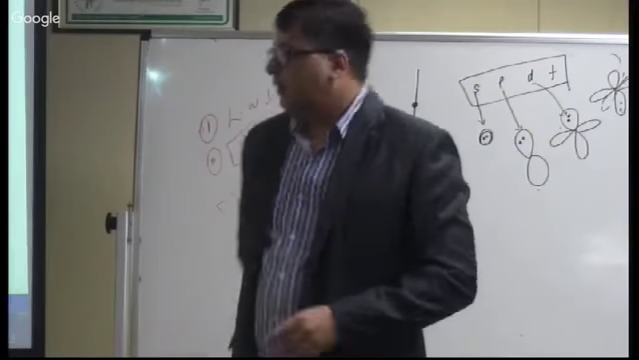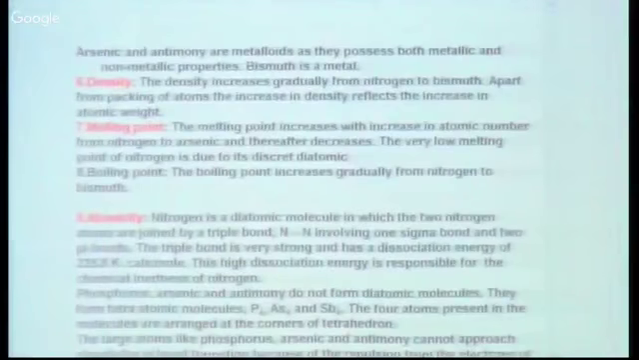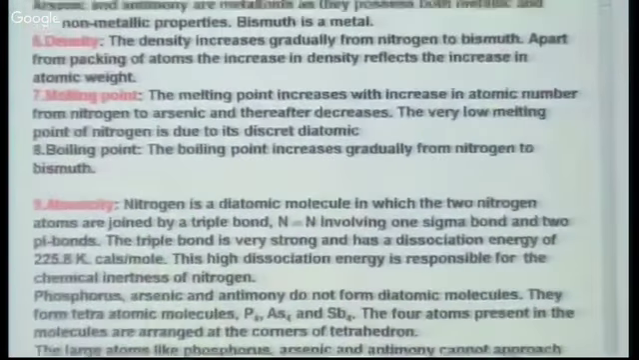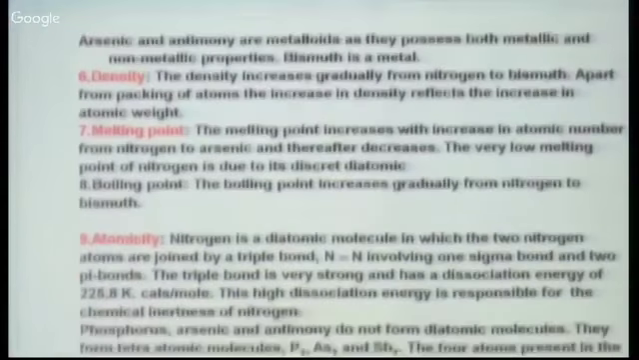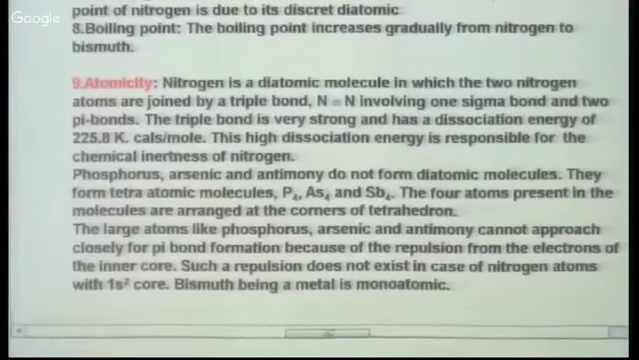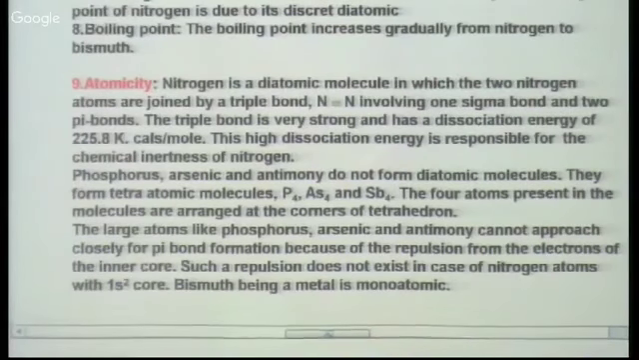Right? Okay. Fourth is atomicity. You should be able to write the atomicity. Write down atomicity: nitrogen has a triple bond, 1 sigma and 2 pi bonds. The dissociation energy is very high.